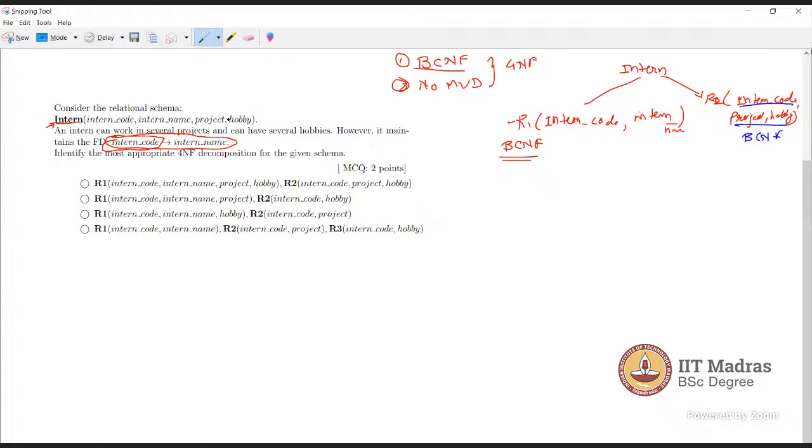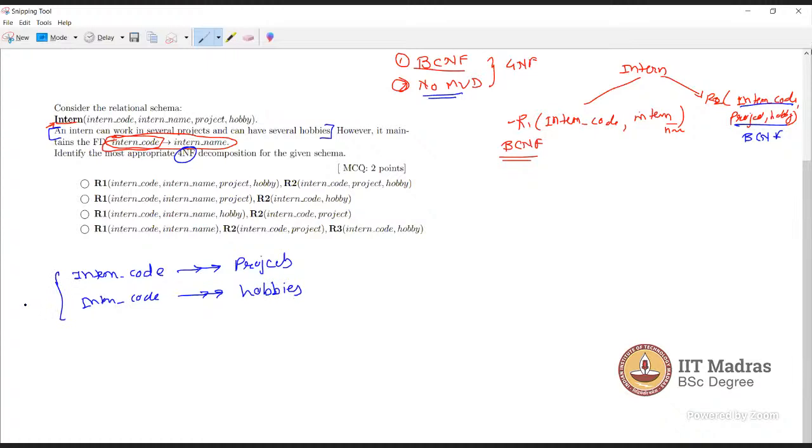Now we need to decompose it into 4NF, so we need to remove the multi-valued dependency. What is the multi-valued dependency here? Intern_code can multi-determine several projects, and similarly intern_code can have several hobbies. So these two are the multi-valued dependencies. Now we need to remove this multi-valued dependency in order to decompose it into 4NF.